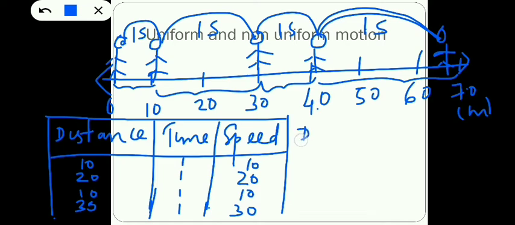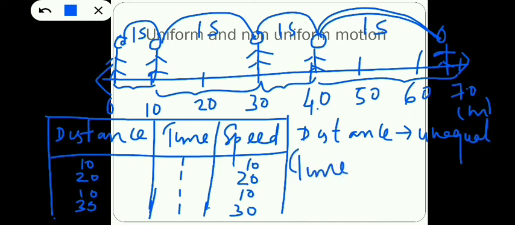And what about the distance traveled here? Yes, the distance traveled is not equal. The object has covered unequal distances, right? Now, what about the time interval in this case? Yes, time interval in this case is again the same. What is that? 1 second. So here the time interval is equal, but the distance covered by the object is unequal. That means the object has covered unequal distances in equal time intervals.